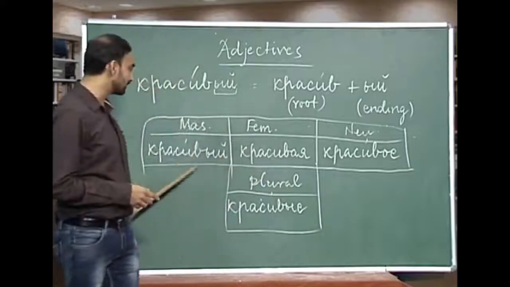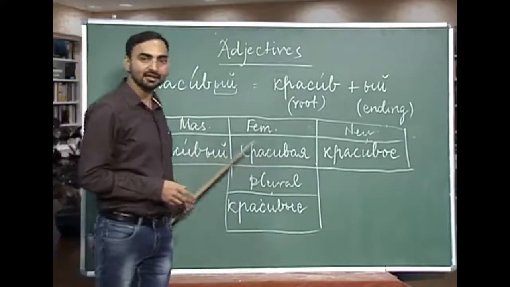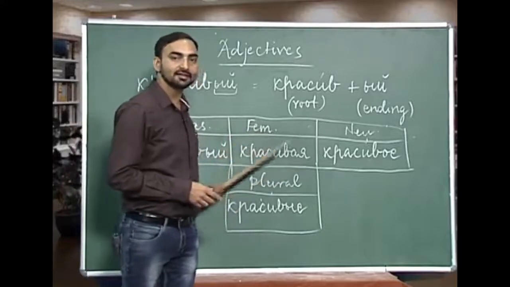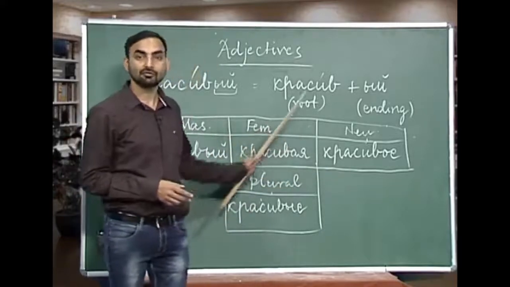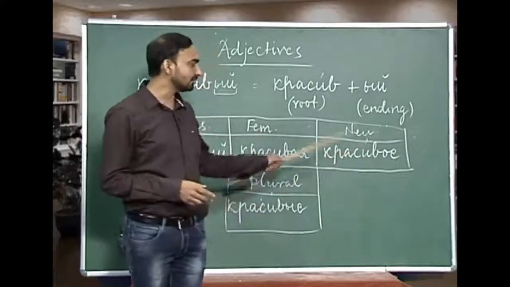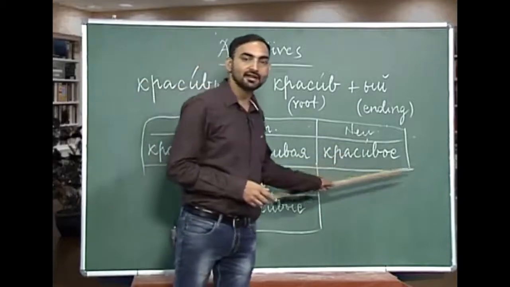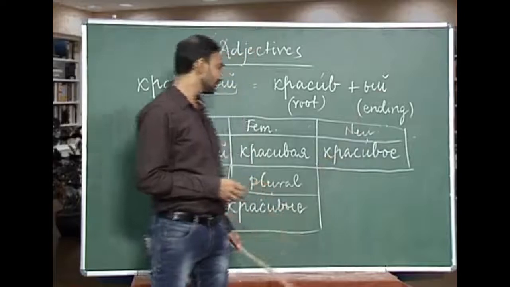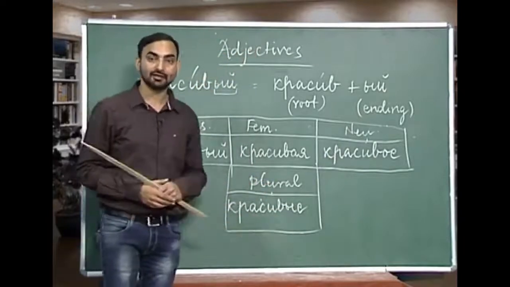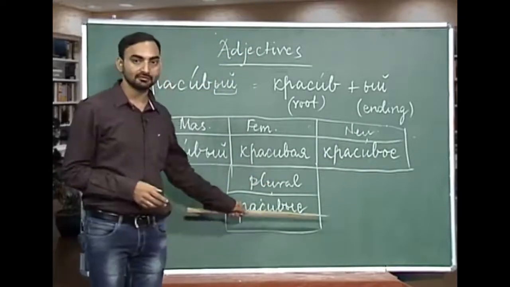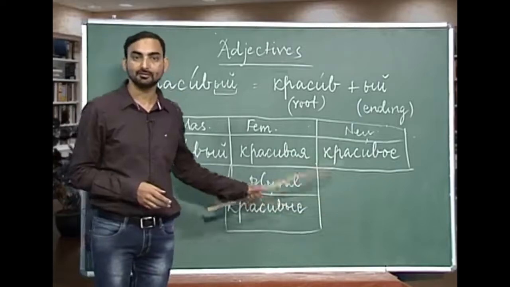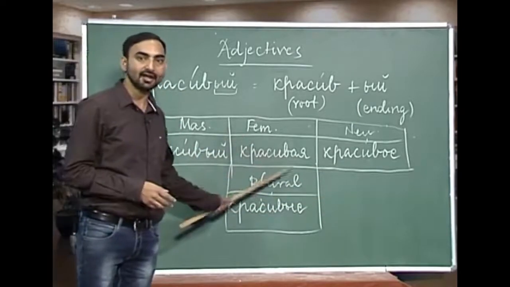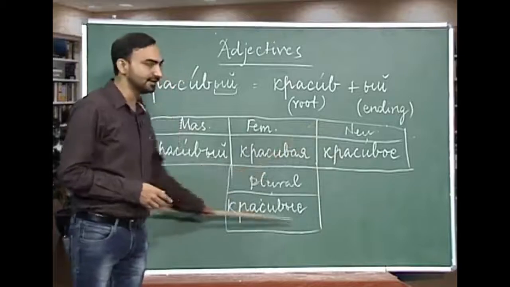So, if the noun is masculine, we use krasivi like krasivi dom. If the noun is feminine, then we use krasivaya like krasivaya kvartira. If the noun is neuter, then we use krasivaye, krasivaye pismo, a beautiful letter. And if the noun is plural, then we use krasiviye, krasiviye cvitti, beautiful flowers. Krasivi, krasivaya, krasivaye and krasiviye.